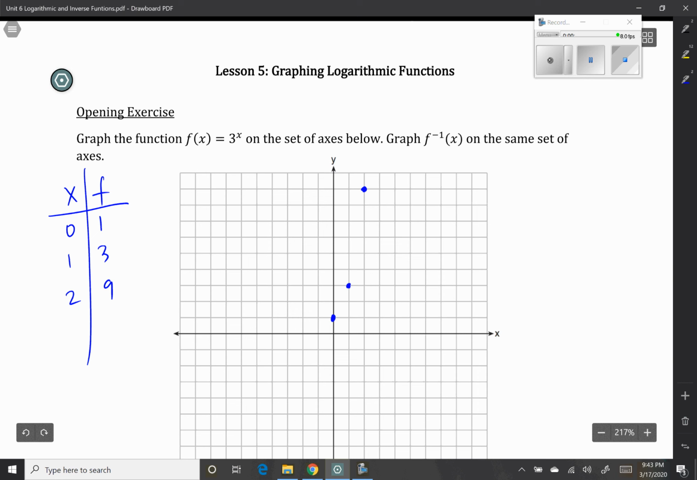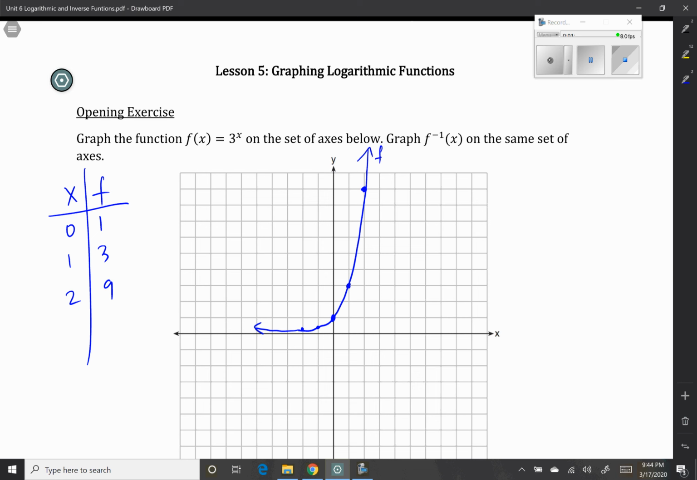The rest of the points are going to be decimals. They're going to be down here. One of the things we remember about an exponential function is it is asymptotic, meaning it does not touch something. And what it doesn't touch is the x-axis. So it's going to get really close to the x-axis, but not touch it.